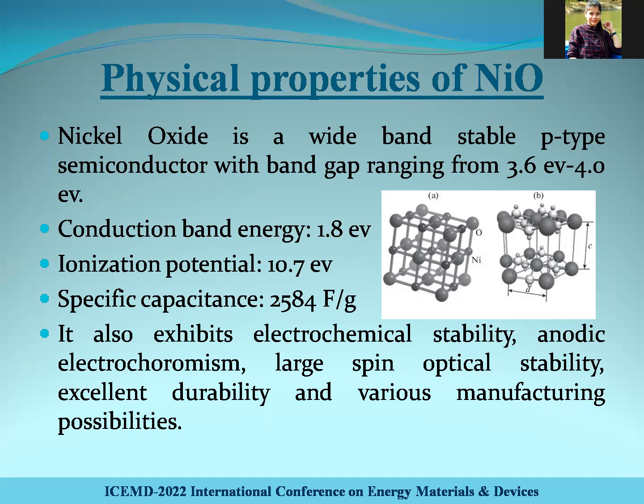Now, the structure of NiO is shown here. It has an FCC crystal structure, and it also exhibits electrochemical stability, anodic electrochromism, large spin optical stability, excellent durability, and various manufacturing possibility. Practically, NiO tends to have low electronic conductivity, and so it is combined with other components that can increase its conductivity, such as CNT, graphene, and metal oxides.